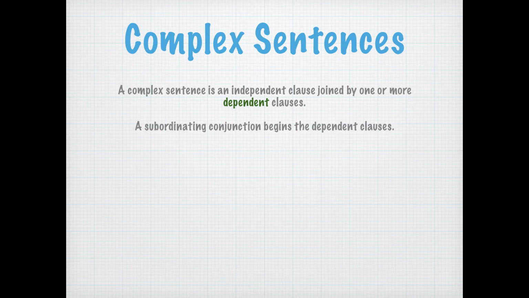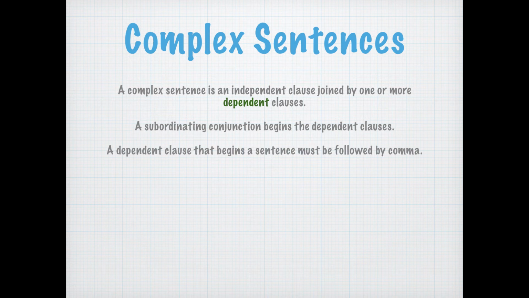A subordinating conjunction begins the dependent clauses. A dependent clause that begins a sentence must be followed by a comma. And lastly, a dependent clause has a subject and a verb but does not make sense on its own.